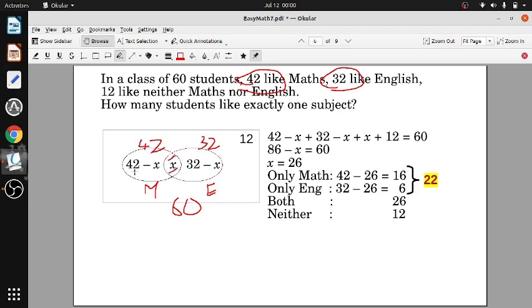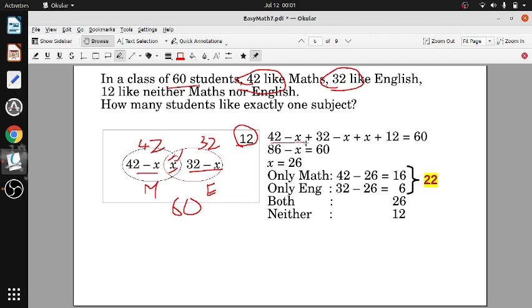So students who like mathematics only, forget the both, would be 42 minus x, and students who like English only, forget the common region, would be 32 minus x. X is the common, liking both the subjects, and 12 liking neither. They are outside the circles but inside the rectangle. They belong to the class, but they do not belong to these groups. So the total should be equal to 60 students of the class.